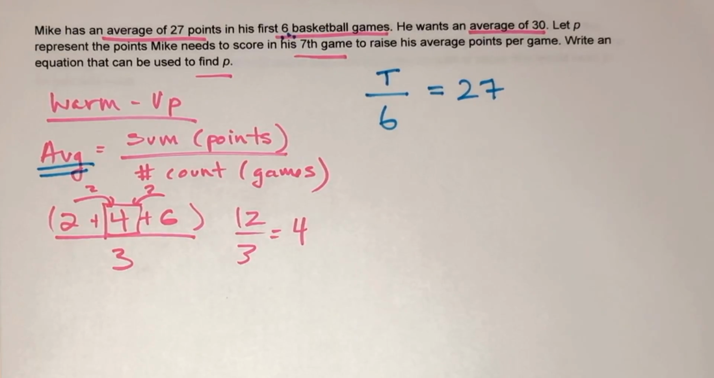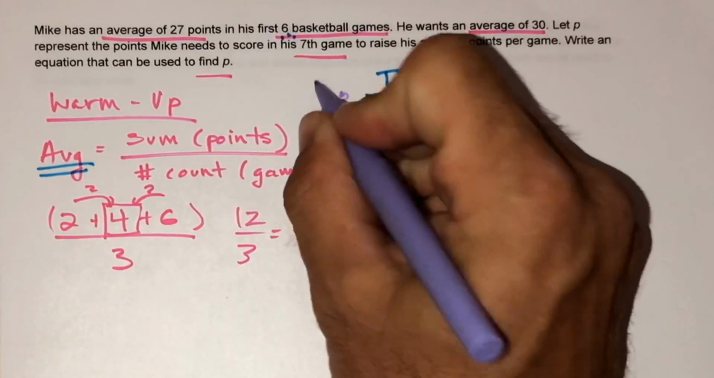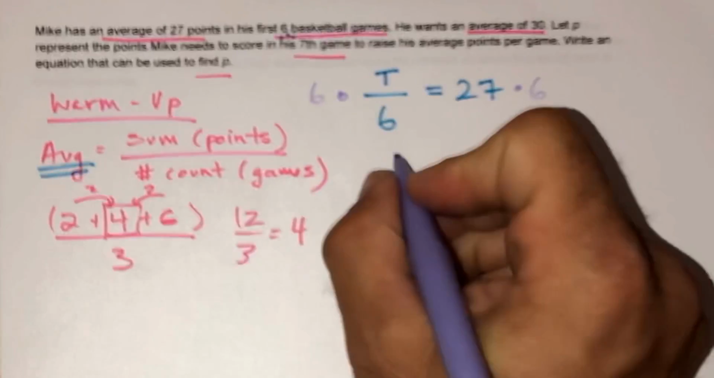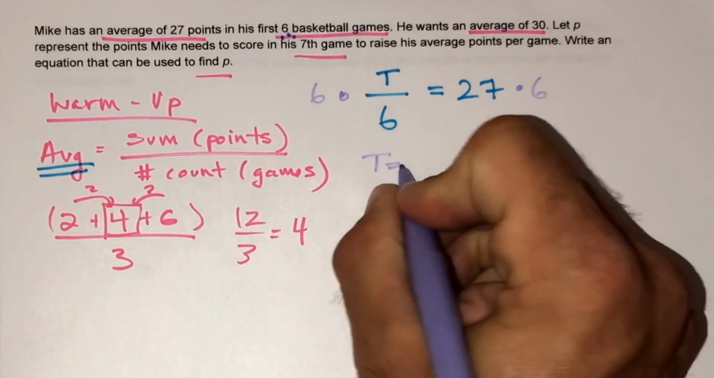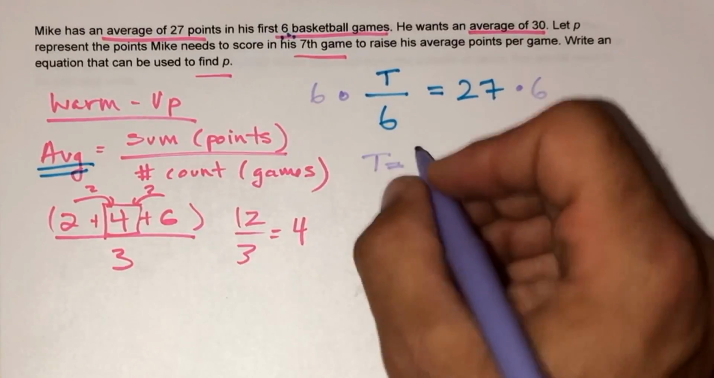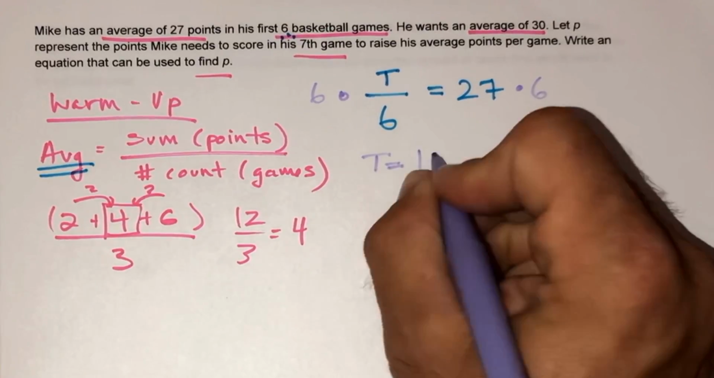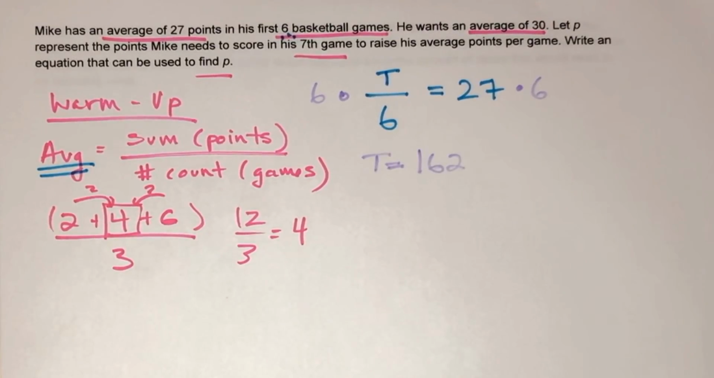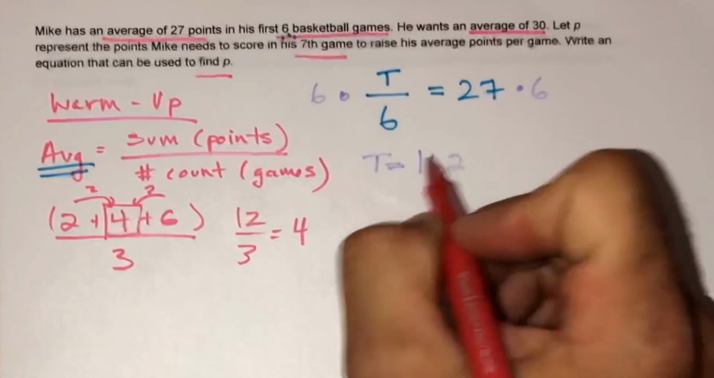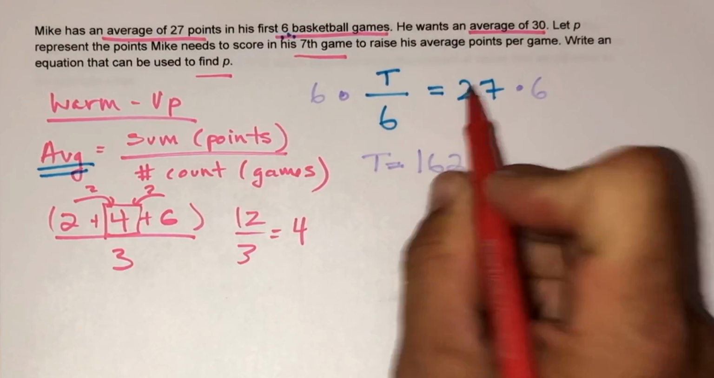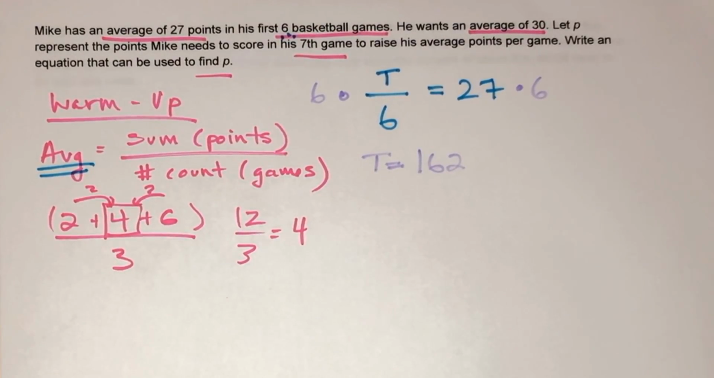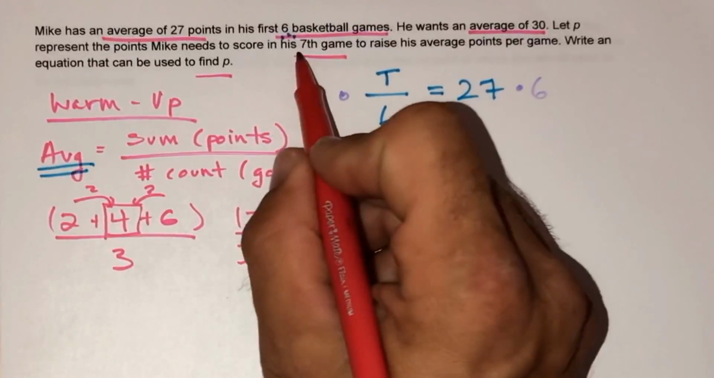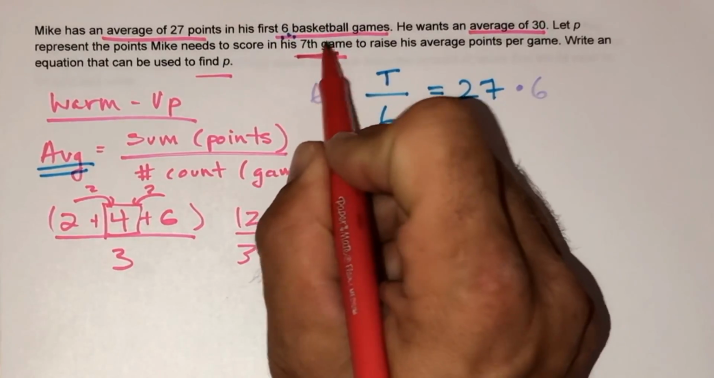And in order to do that, I'll multiply both sides by 6. And I get T is equal to 162. So basically over 6 games, he's scored 162 points. Because if you take that total amount of points and divide by 6, you would get an average of 27.